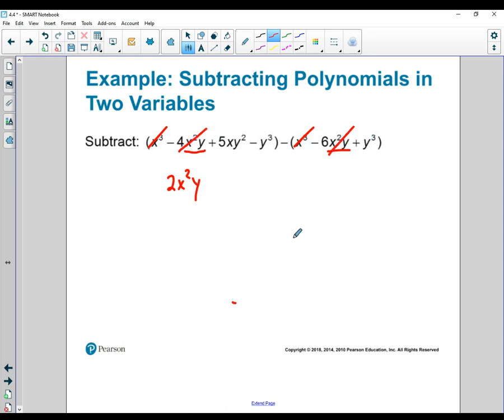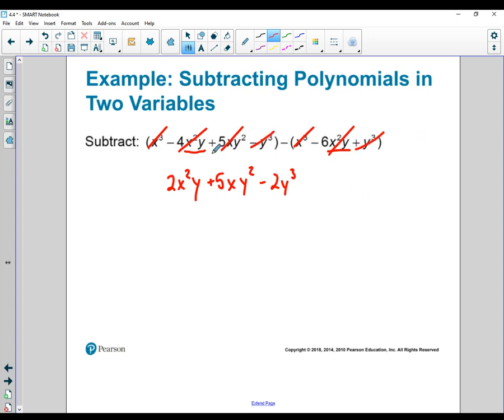Alright, so those are done. 5xy squared. Is there any xy squared? There is no other one, so I'm just going to leave it as 5xy squared. That one's done. Minus y cubed minus another y cubed is going to be, if you have minus one of these things and minus another one of those things, I'm going to get minus 2y cubed.